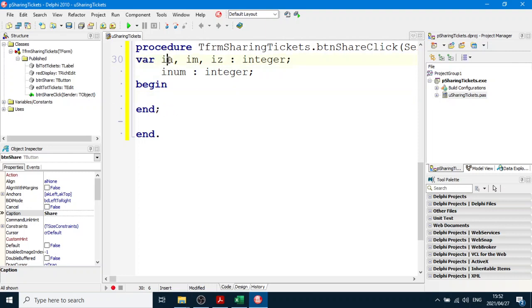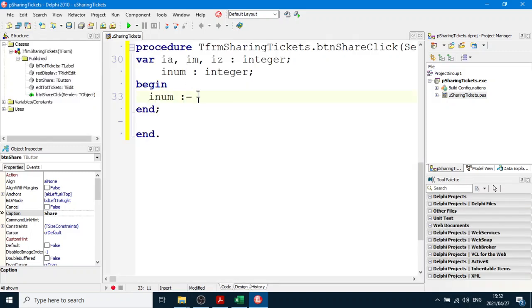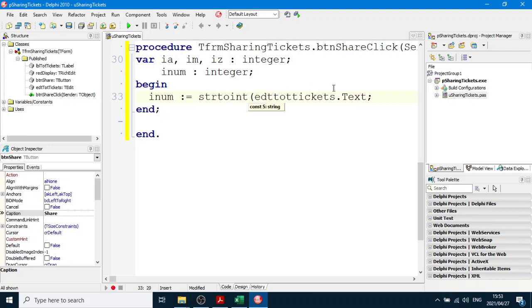So we get an integer, integer, integer number of tickets, but the input is inum. So let's get inum from our edit box, and we know we're never going to get half a ticket. edtTotTickets dot text, but of course that must be converted to an integer, StrToInt, and away we go.